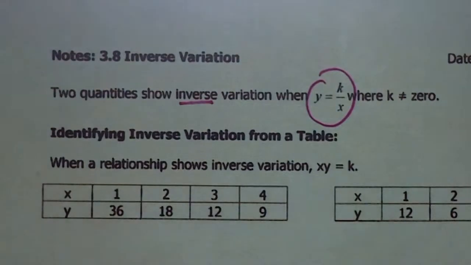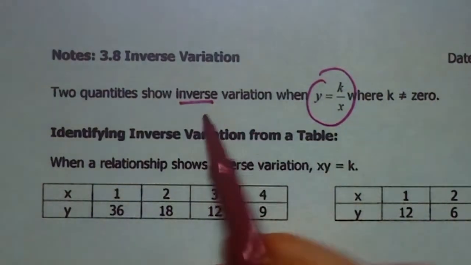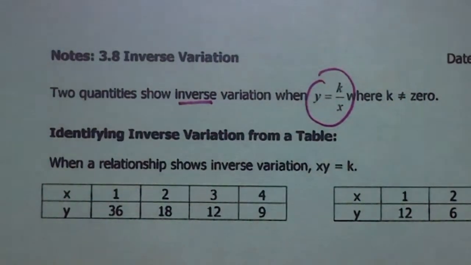Alright, today it's all about inverse variation, which we already have been learning about direct variation. This is its long lost cousin. They're kind of related, but opposites. You know how that goes with family.